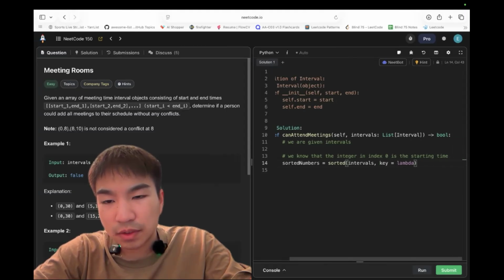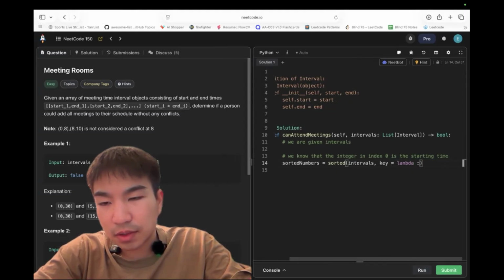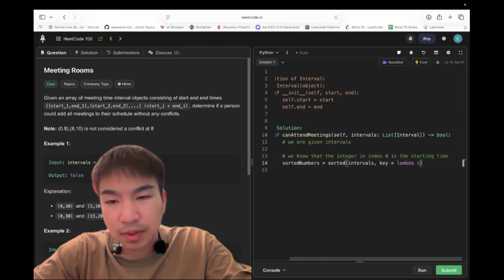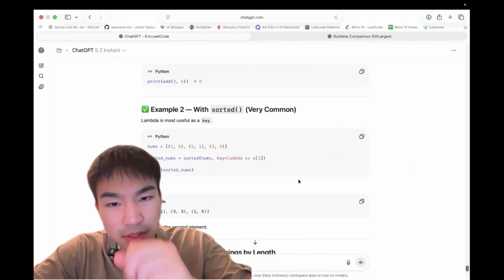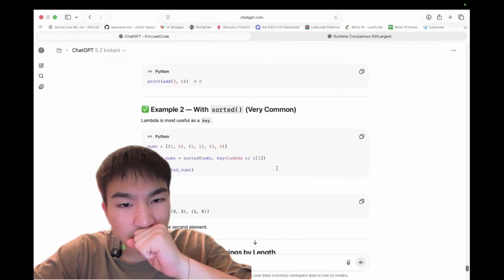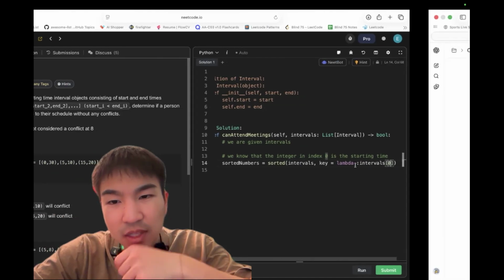We sort intervals, key is lambda, and I think we could do intervals and sort them by the zeroth index. I think this is the right syntax. Key lambda.